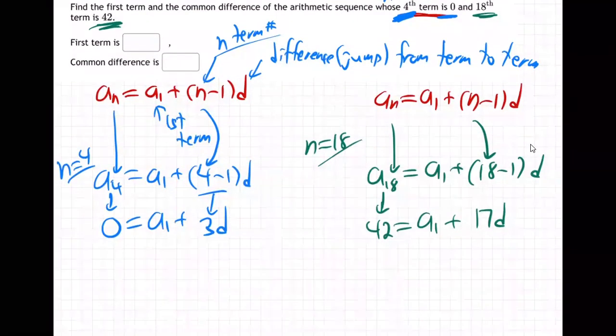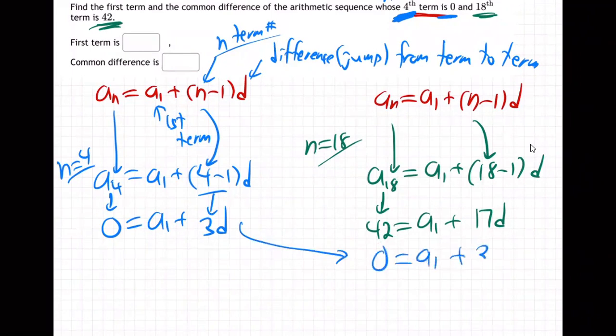Okay, so what I've got now is two formulas that have two letters, a1 and d. Those are the two things I'm trying to find. So let me line those up underneath each other. In fact, let me just take this one and move it over here. So it'll be 0 is a1 plus 3d. And now I'm going to multiply through by -1. So it'll become negative, negative, negative.